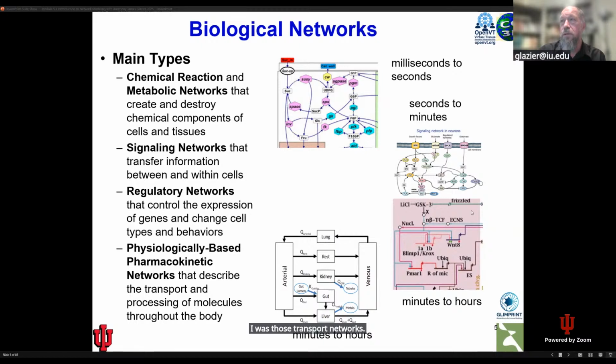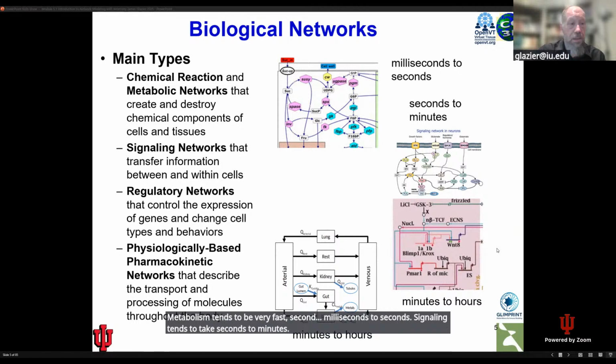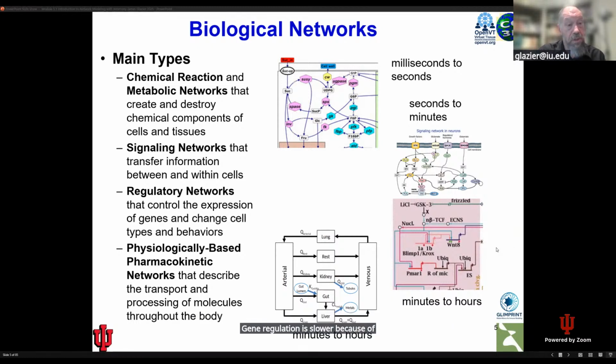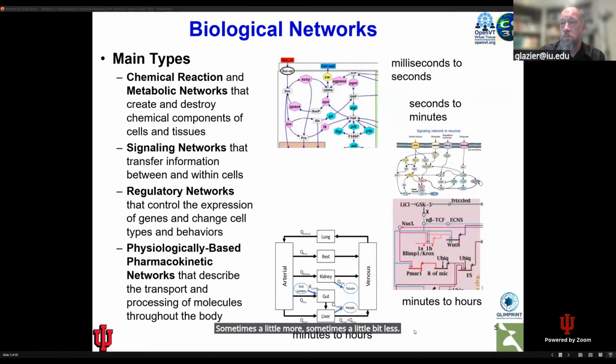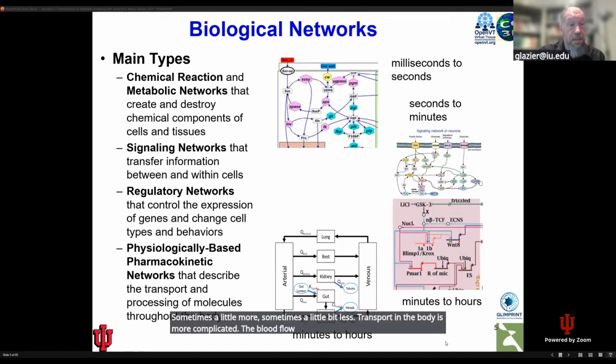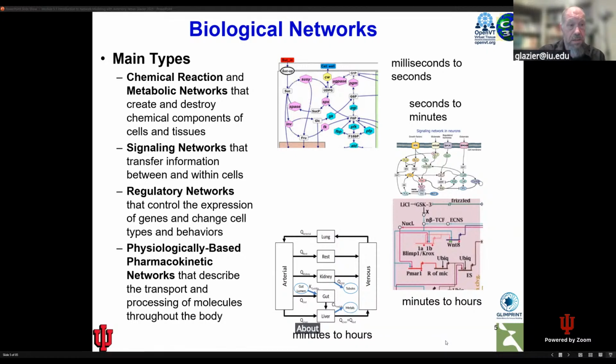And these all have typical timescales. Metabolism tends to be very fast, milliseconds to seconds. Signaling tends to take seconds to minutes. Gene regulation is slower because of transcriptional and translational delays. So turning a gene on or off typically takes about 15-20 minutes, sometimes a little more, sometimes a little bit less. Transport in the body is more complicated. The blood flow is pretty fast, about a minute or less, but a lot of these transport phenomena are slower on the scale of hours.